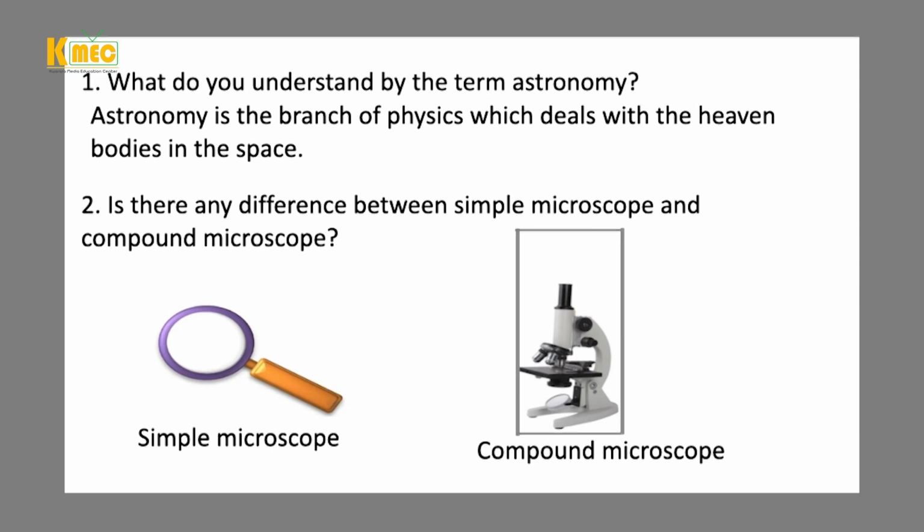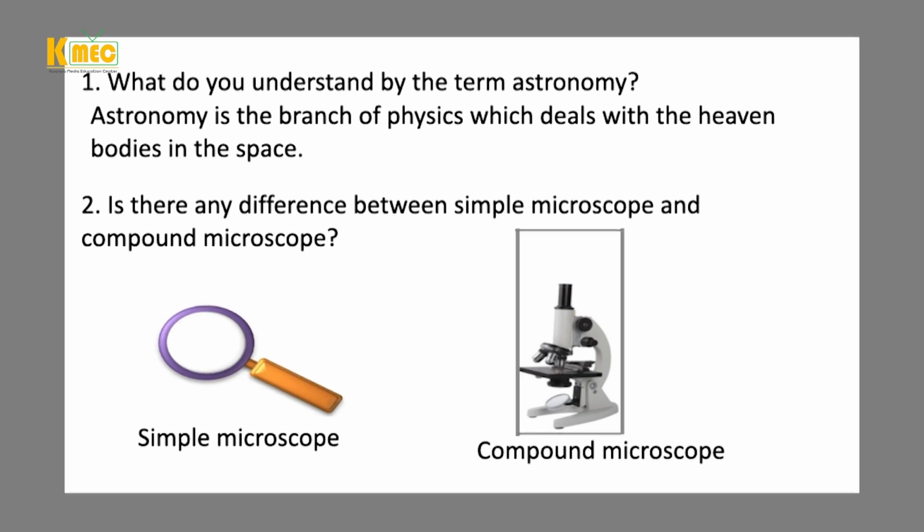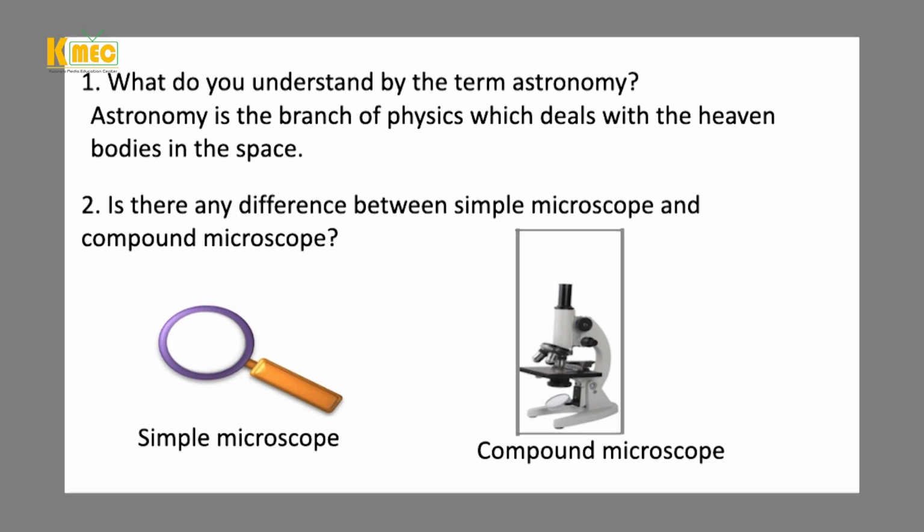If we cross-check those two diagrams, we can see that here we have only one convex lens, but here we have a convex lens here and another one there. So a simple microscope uses only one lens, right? Yes. And a compound microscope uses two lenses, right? Yes.